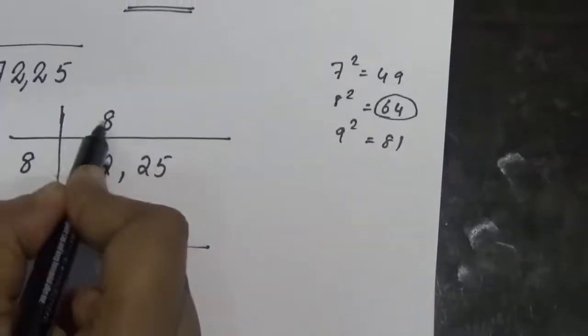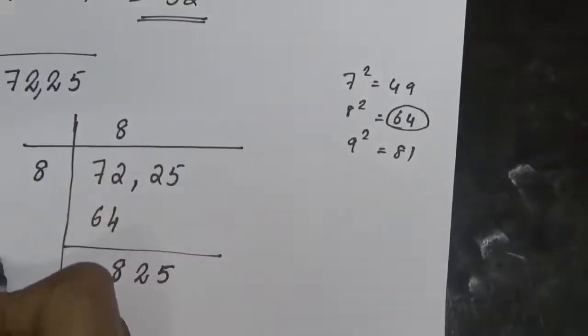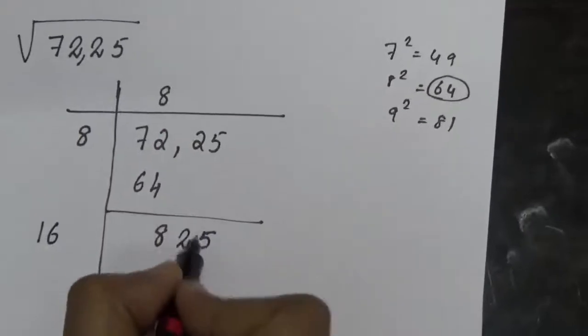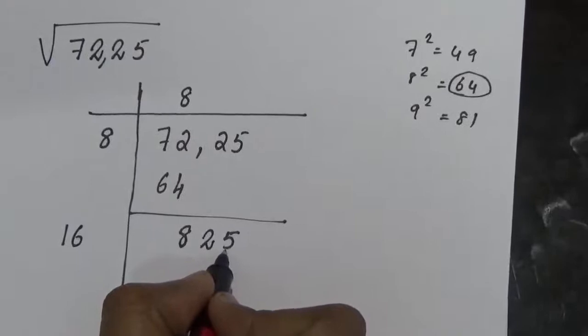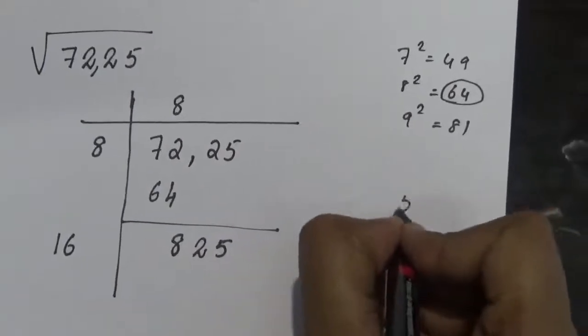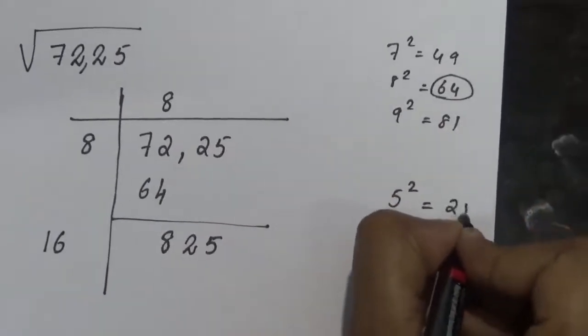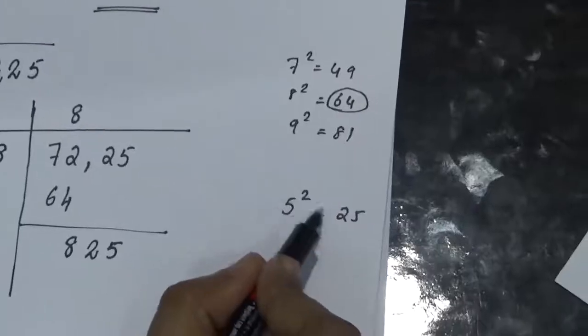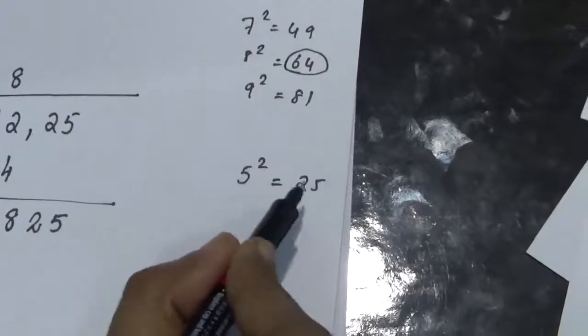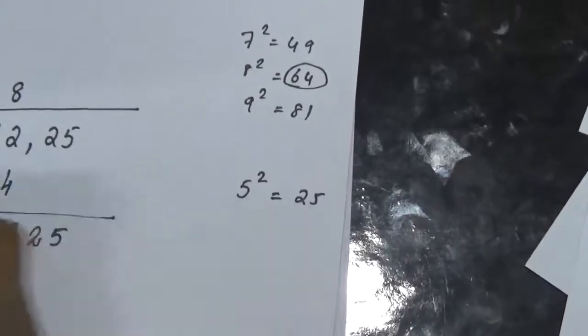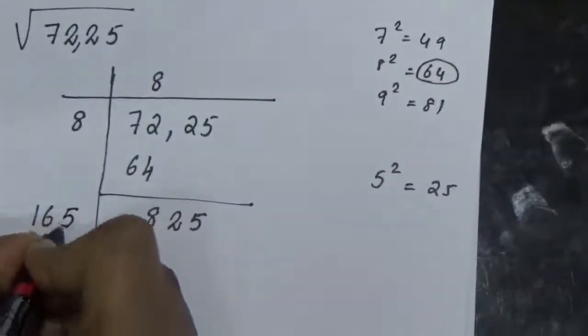8 plus 8 is 16. So here in the units place, we have the number 5. We know that 5 square is equal to 25. That is, the square of 5 has units place number 5. So we put 5 here and you have to put the same 5 here also.